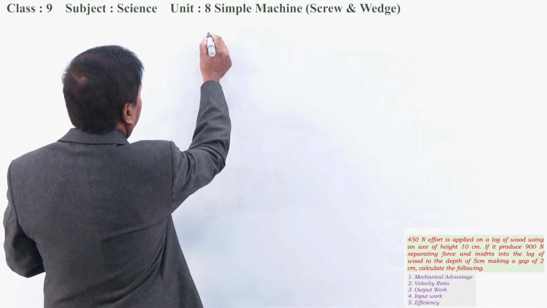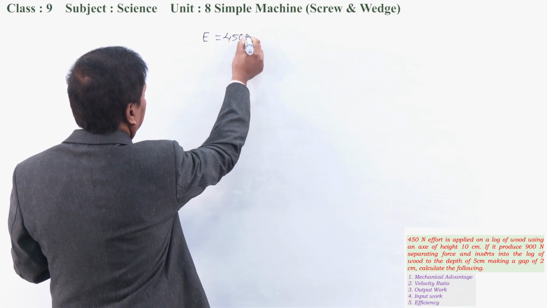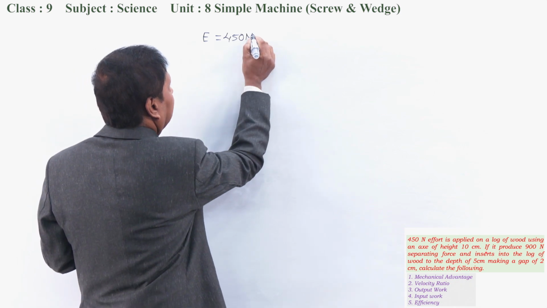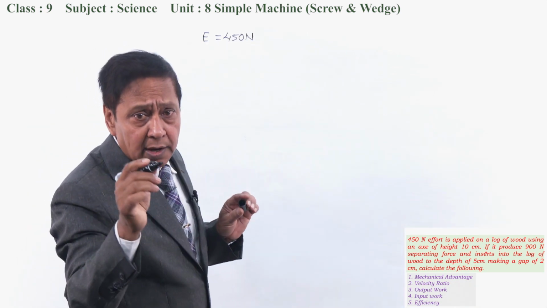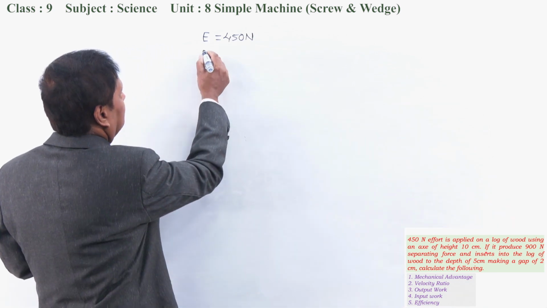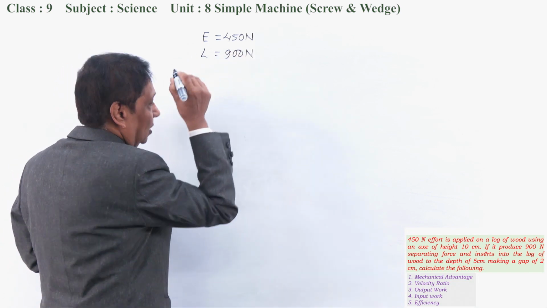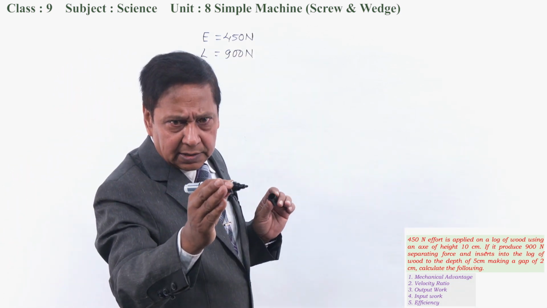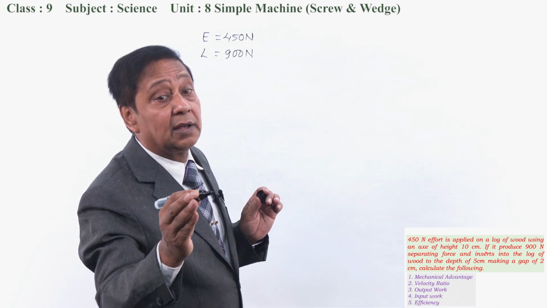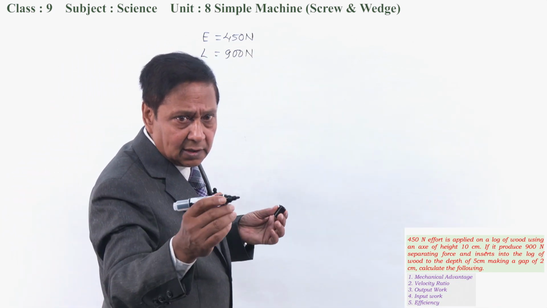Okay, effort is given. Effort is equal to 450 Newton. Another piece of information, the 10 centimeter height we are not taking, because this is the total height, not inserted into the object. So, it produces 900 Newton separating force. It means load is 900 Newton. And the separating force inserts into the log of wood to the depth of 5 centimeter.